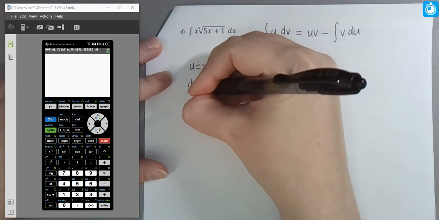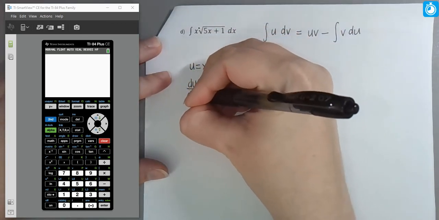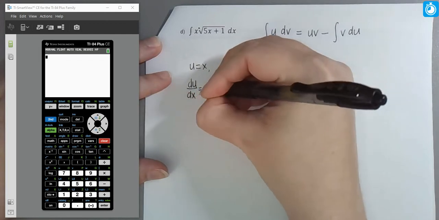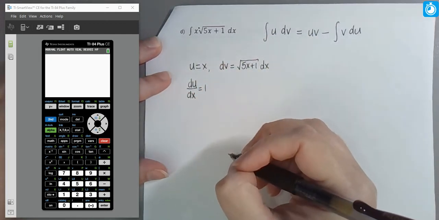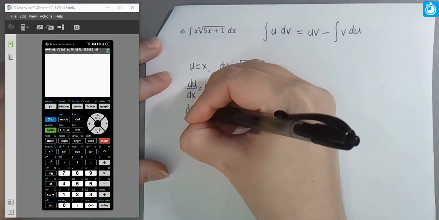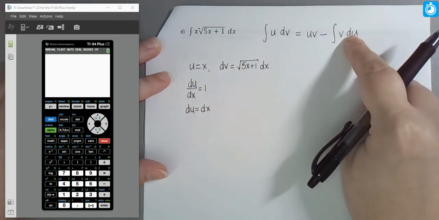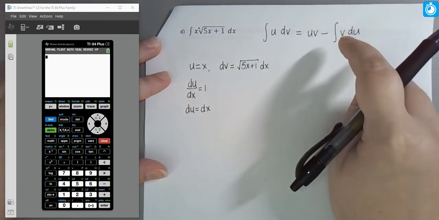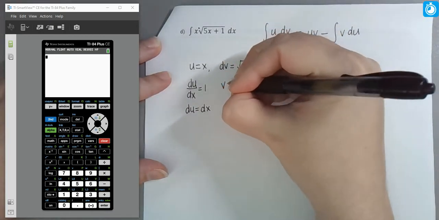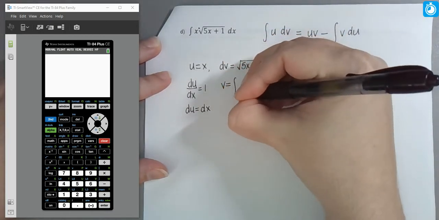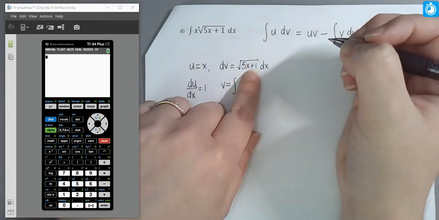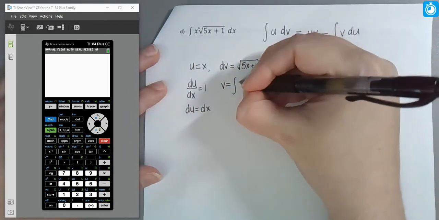First off, we know we can differentiate, so we'll take care of that. du/dx is going to be 1 based on this choice of u, and so du is just going to be dx. So we know what we'll substitute over there. Now we need our v. So v is going to be the antiderivative of the square root of 5x plus 1.